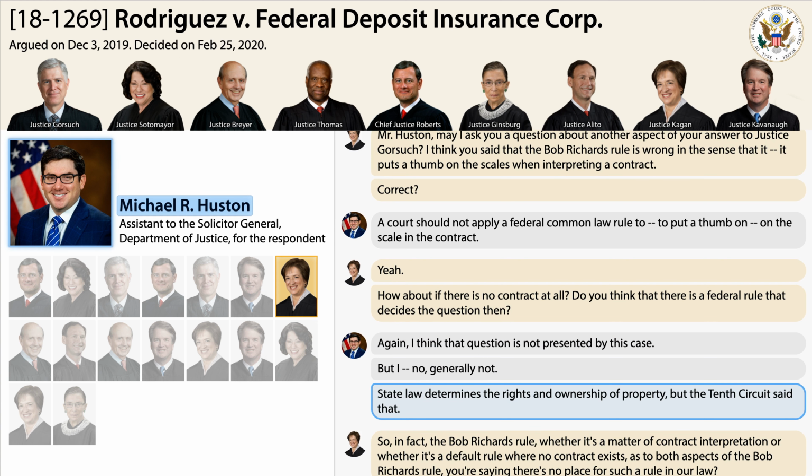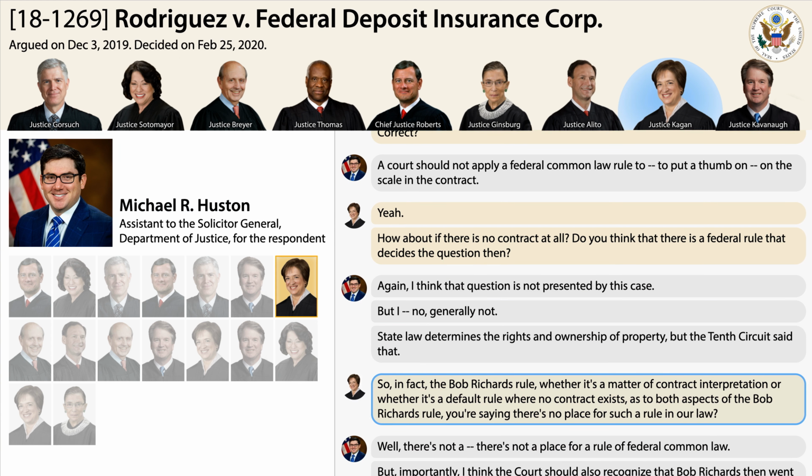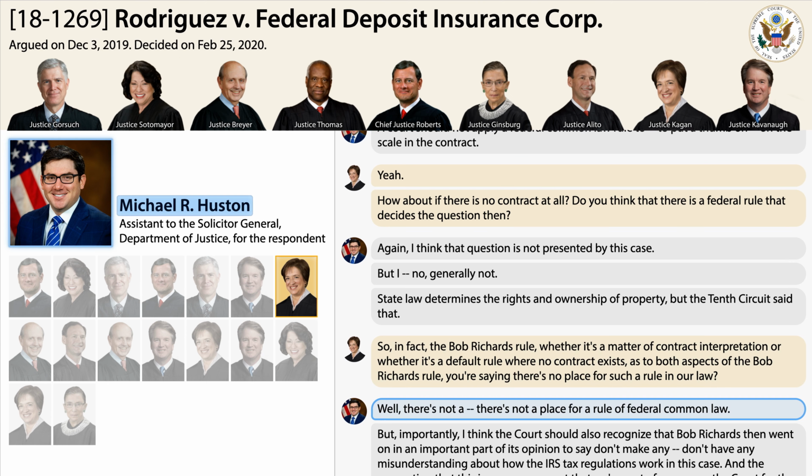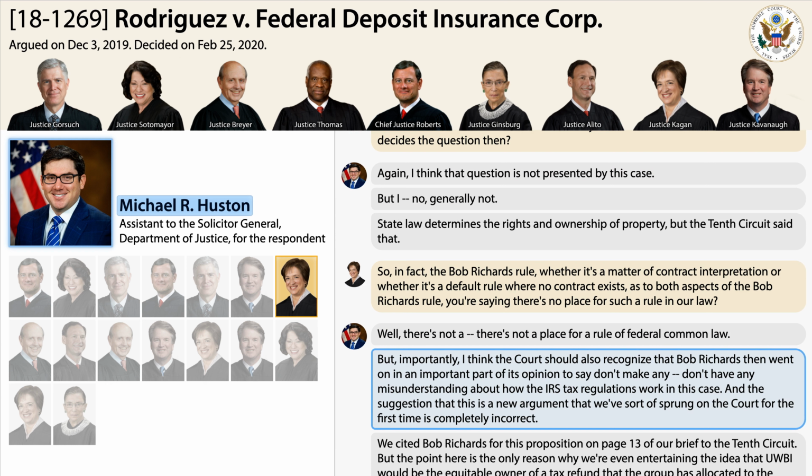But the Tenth Circuit said so in fact, the Bob Richards rule, whether it's a matter of contract interpretation or whether it's a default rule where no contract exists, as to both aspects of the Bob Richards rule, you're saying there's no place for such a rule in our law. Well, there's not a place for a rule of federal common law. But importantly, I think the court should also recognize that Bob Richards then went on, in an important part of its opinion, to say, don't have any misunderstanding about how the IRS tax regulations work in this case.